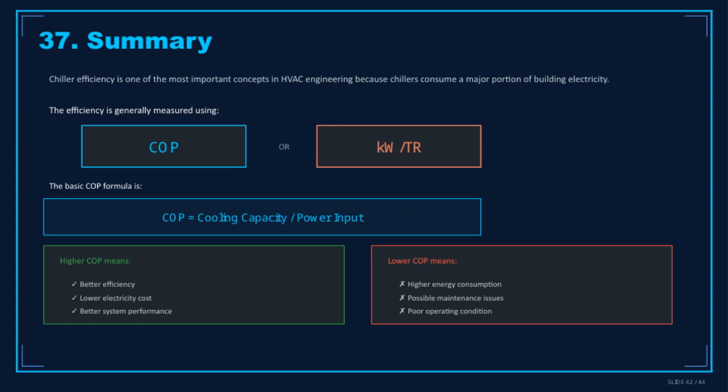Let's wrap up with a key concept, the coefficient of performance, or COP. It's a simple ratio of cooling capacity to power input. A higher COP means better efficiency, lower electricity costs, and improved system performance. On the flip side, a lower COP signals higher energy use, potential maintenance problems, and poor operating conditions. Understanding COP is crucial because chillers are some of the biggest energy consumers in any building. Keeping an eye on this helps us design smarter, more sustainable HVAC systems.